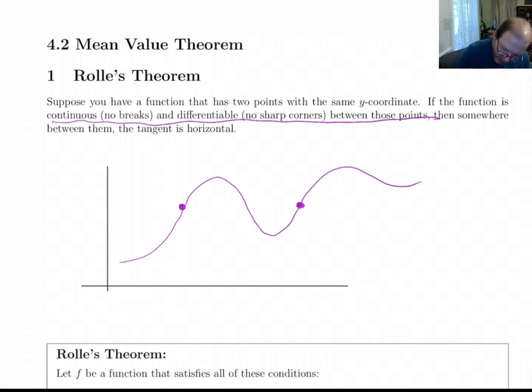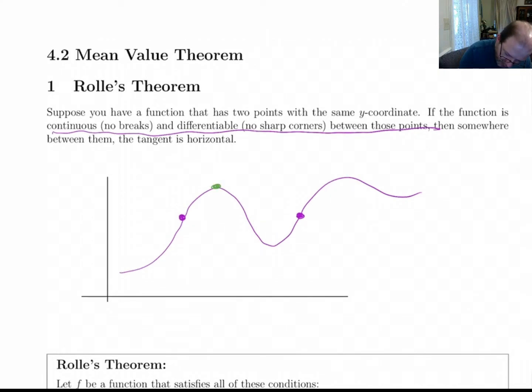And when I draw that in, you can look at it and see right here and right here, these are both places where the tangent is horizontal. Now, it looks like we got some more of them over here too, but Rolle's theorem just says that somewhere in between those two, we have to have horizontal tangents.